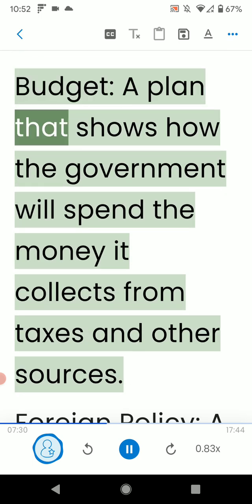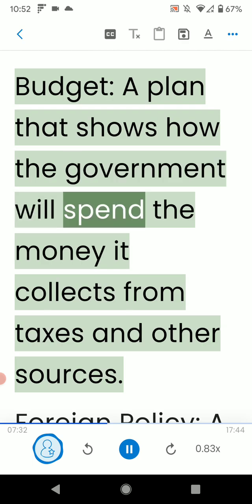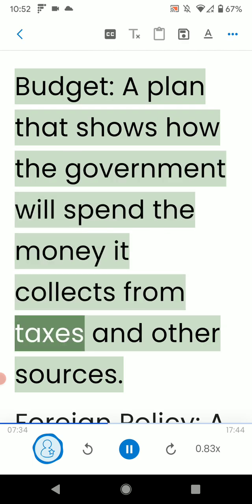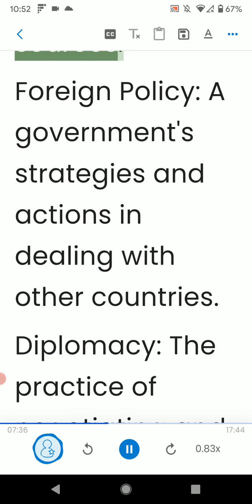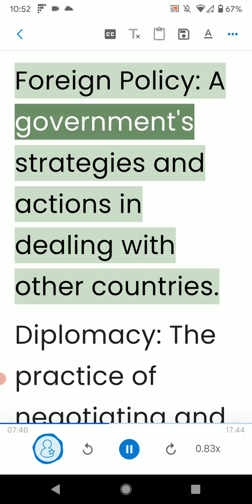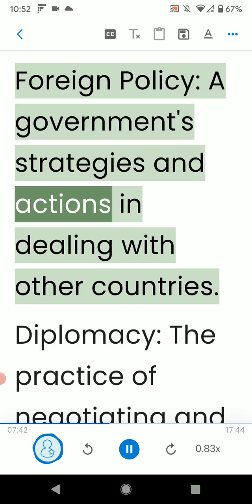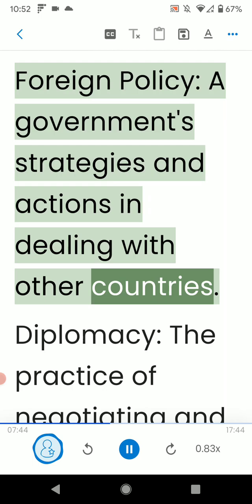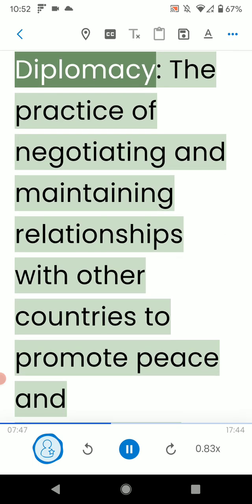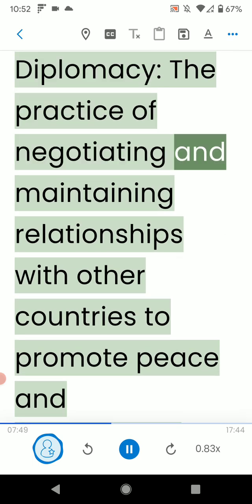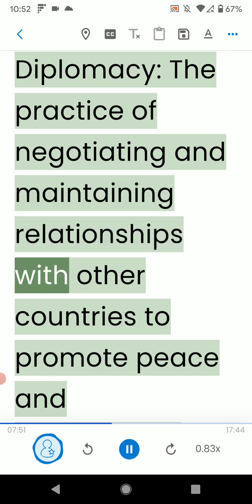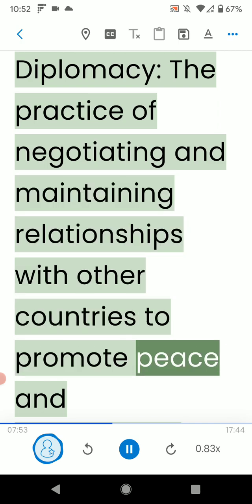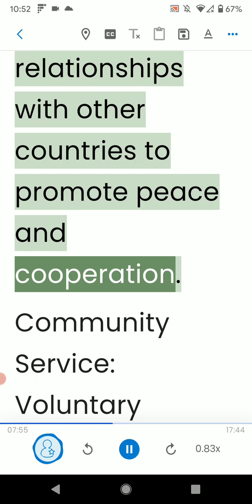Budget, the plan that shows how the government will spend the money it collects from taxes and other sources. Foreign policy, a government's strategies and actions in dealing with other countries. Diplomacy, the practice of negotiating and maintaining relationships with other countries to promote peace and cooperation.